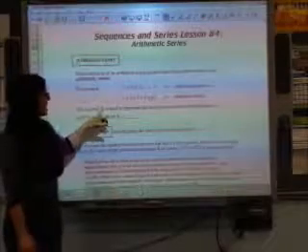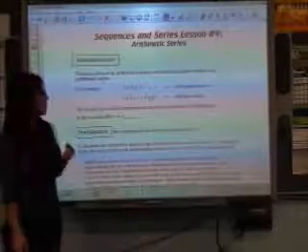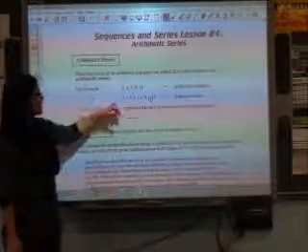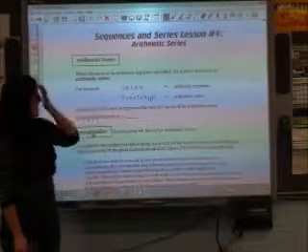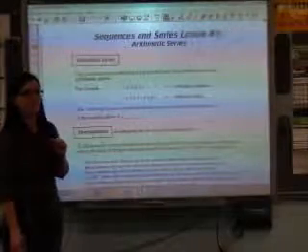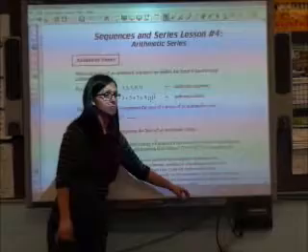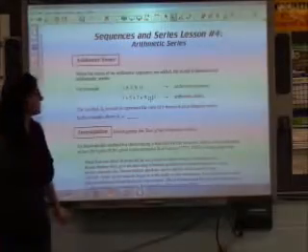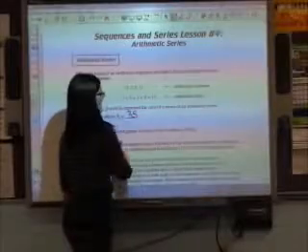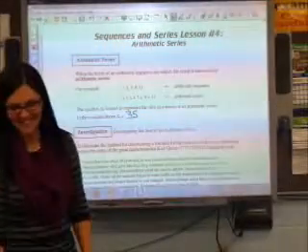So the symbol S of n is used to represent the sum of the n terms. So in this above example, the S of 5 would be equal to how much? So what is the sum of these 5 terms? 35. Asking or you telling?